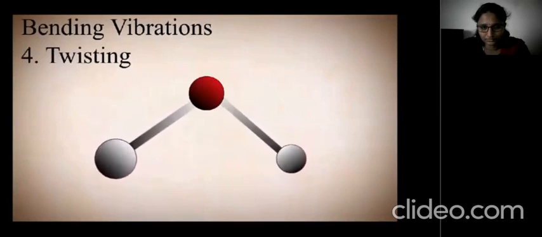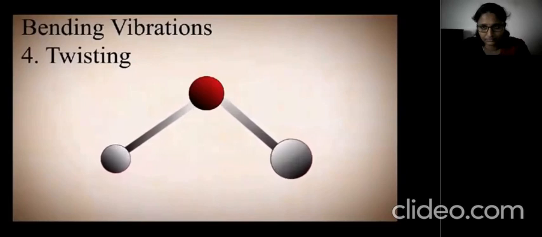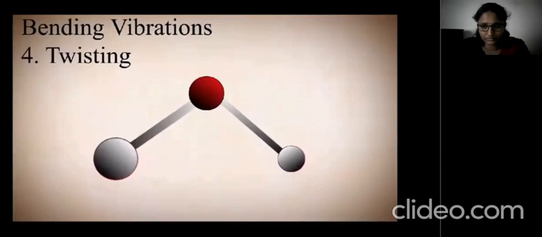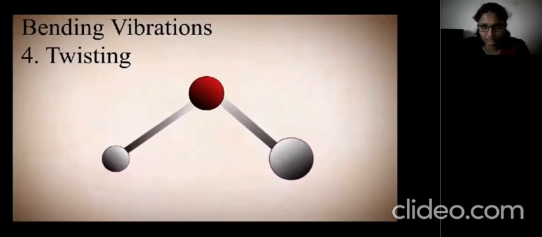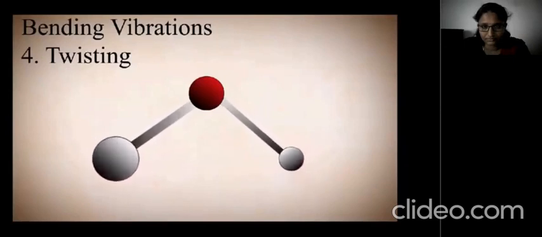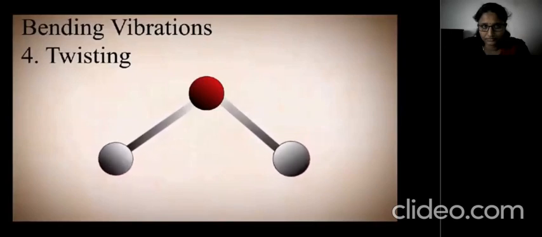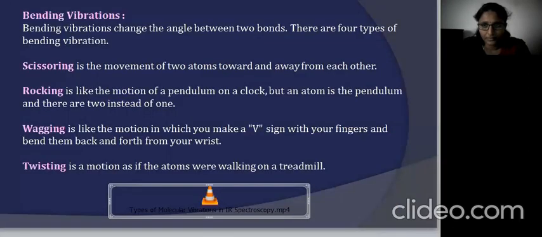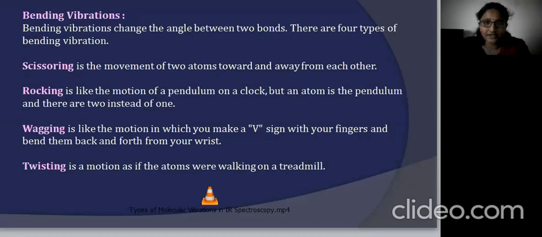Similarly, twisting vibration is again an out-of-plane vibration. Here one atom is coming towards us and the other atom is going far from us. That's why again twisting vibration is an out-of-plane vibration. And due to all these six vibrations, the molecule vibrates and the molecule absorbs in infrared spectroscopy. I hope you understand the types of vibrations, stretching and bending vibrations, from that video.